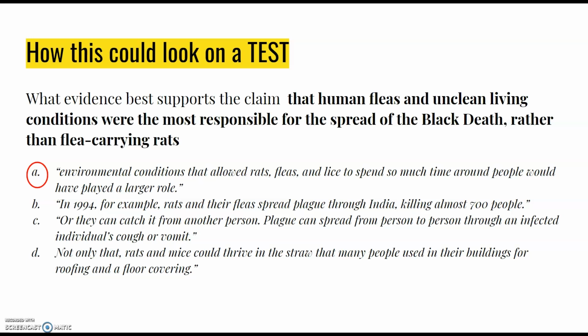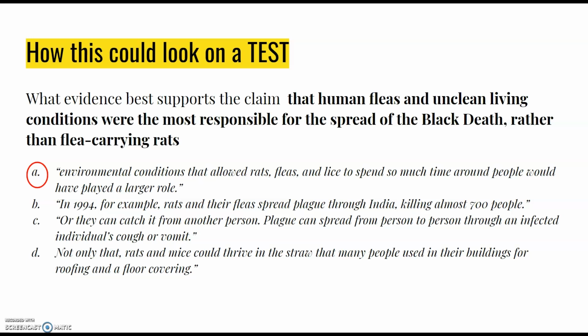So, after reviewing all the answer choices, A explicitly states and supports the claim. A states environmental conditions that allowed rats, fleas, and lice to spend so much time around people would have played a larger role in spreading the disease. It directly supports the claim that human living conditions were responsible for the spread of the Black Death, not rats. So, I hope this helps when you are deciding whether a question is literal or inferential.